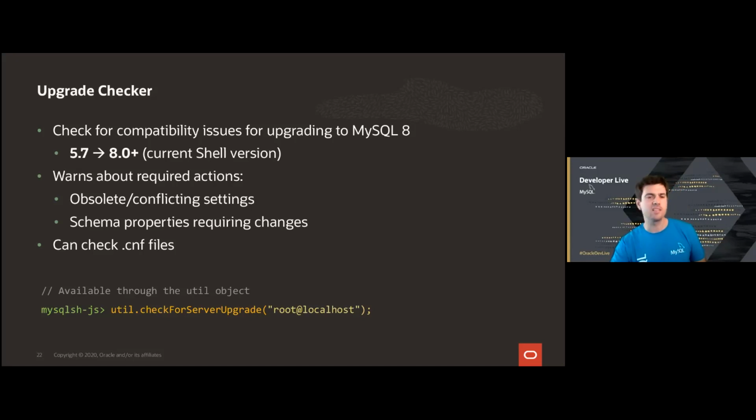or even obsolete settings. And this tool, the upgrade checker, will not take action, but will take a look at your configuration, your schemas, and will give you all the information of what needs to be changed. And then you can perform the changes. This can also check configuration files, and it's available in the util object with this command, checkForServerUpgrade. I have here an example in JavaScript mode.